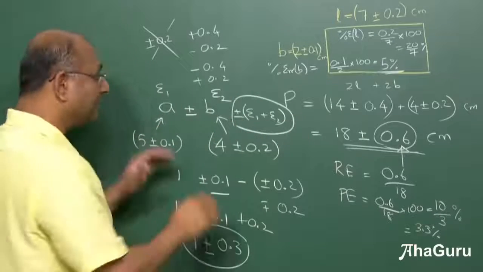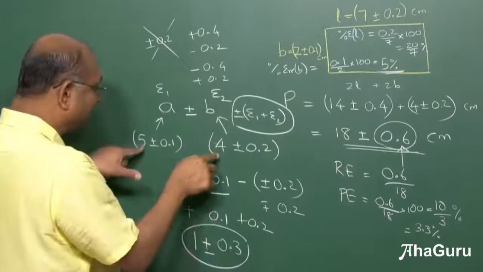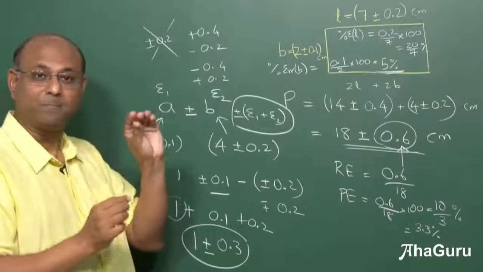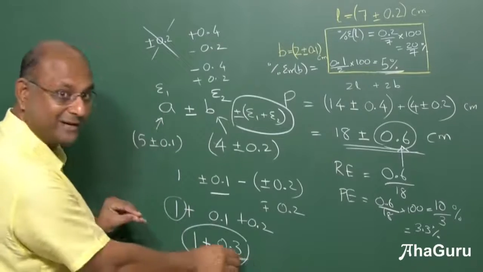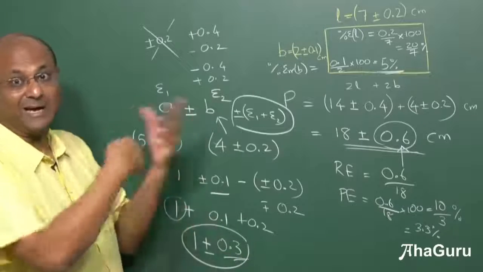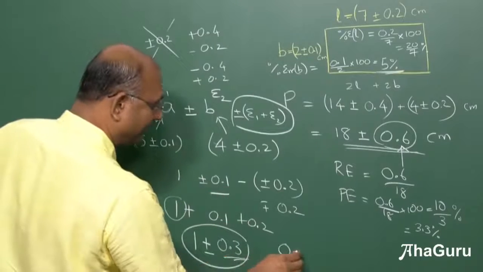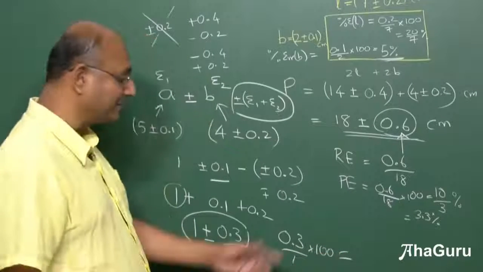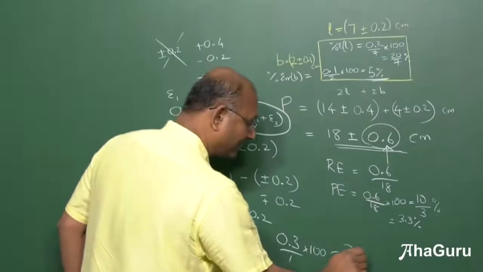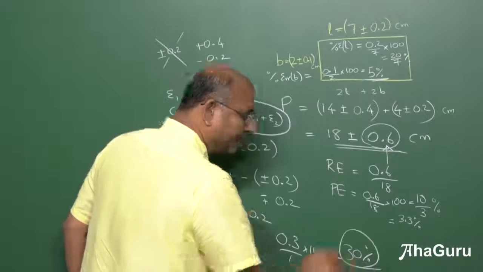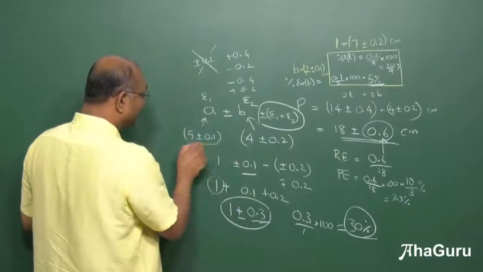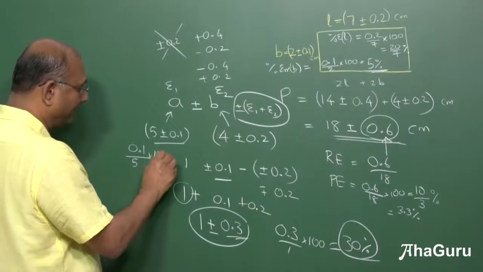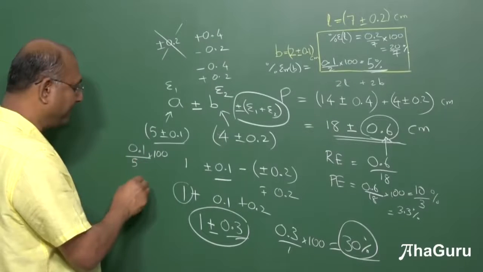The relative error differs a lot. For example, if you take this relative error, because I have done 5 minus 4, this number has become small. But the error has become larger. So 0.3 by 1 into 100, look at the error percentage. How much is this? 30% error. Huge error, percentage wise. If you look at this fellow's error, it is 0.1 by 5 into 100. So that would have been 10 by 5, 2% error.